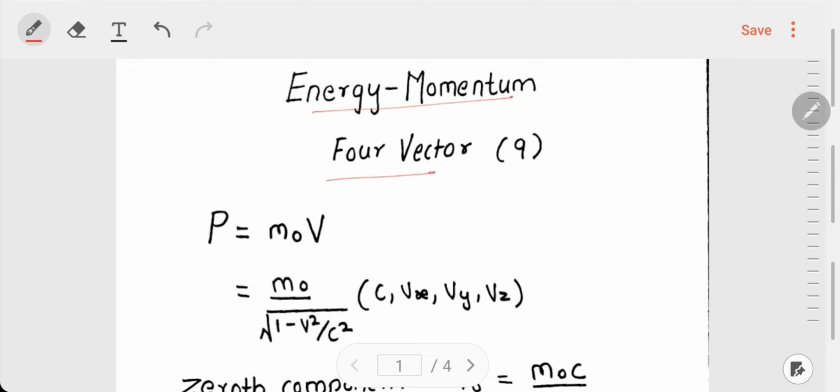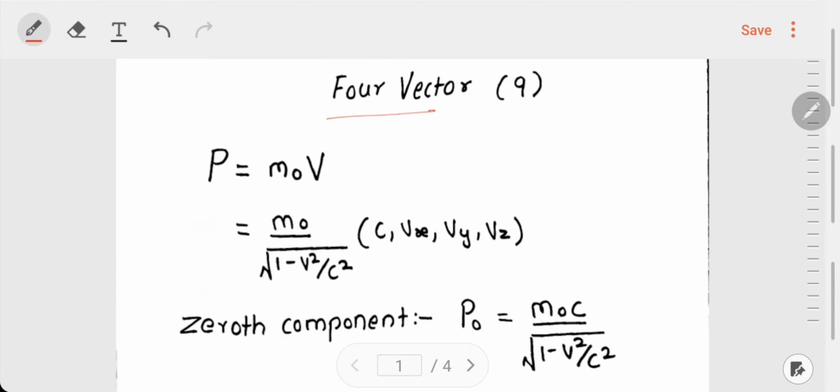So let's start. In the last lecture, we saw the momentum 4 vector, which is given by P is equal to m naught times the velocity 4 vector. These capital letters denote 4 vectors. If we write all the components of the momentum 4 vector, we would get something like this.